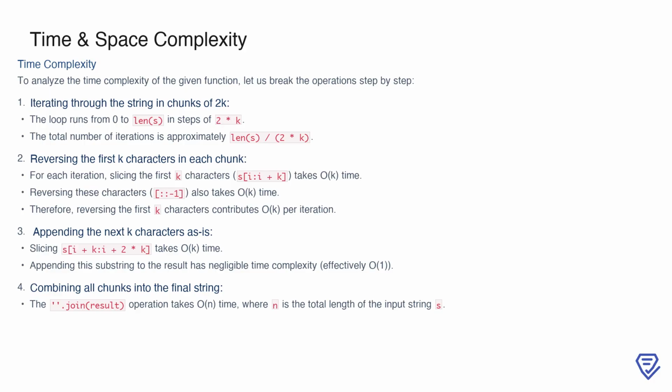Additionally, we append the next k characters as is, which involves slicing another k characters, also taking O(k). Since appending a substring has negligible time complexity, this step can be considered O(1). Finally, once all chunks are processed, we combine them into a single string using the join operation, which takes O(n), where n is the total length of the input string. These are the building blocks of the time complexity for the algorithm.